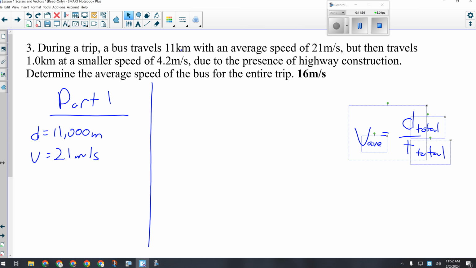So I've got part of the total distance, but I don't know how long part 1 takes. Can I figure it out? I just have to manipulate V equals D over T for T, which we just looked at a minute ago. I just basically cross multiply V and T. So T is going to equal 11,000 meters divided by 21 meters per second.